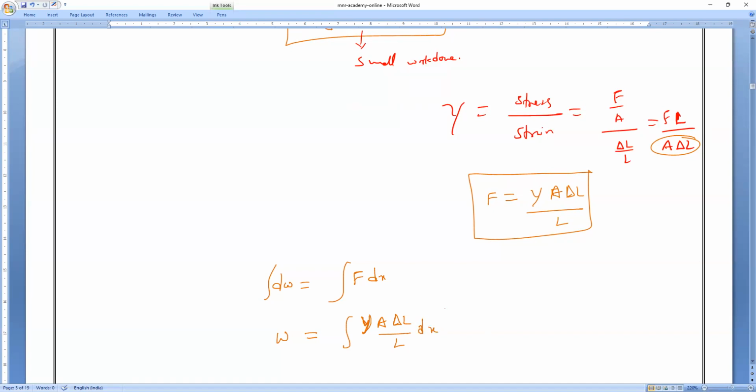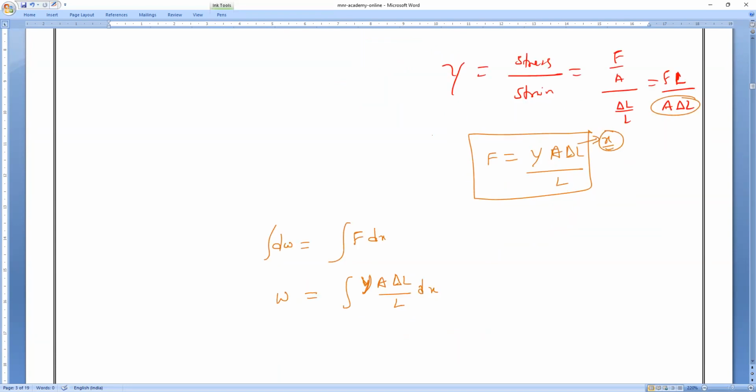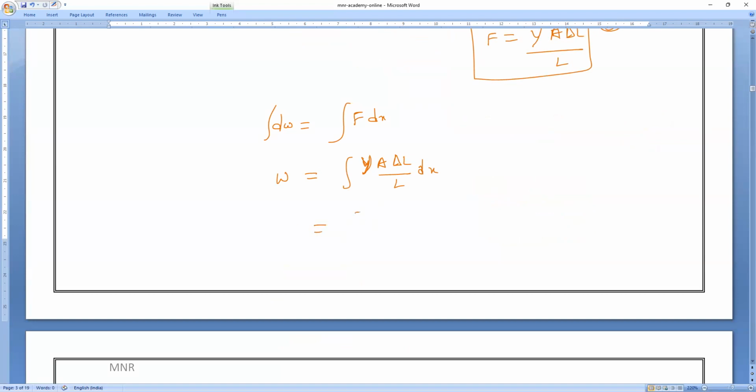Now, if you all observe very carefully, this delta L, I will change it as a very small change. For a small change it is happening. So that small change I am considering as x. So now what will happen? This formula will change into the integration of Young's modulus times A times x dx divided by L.